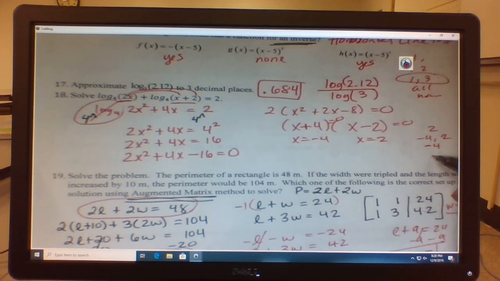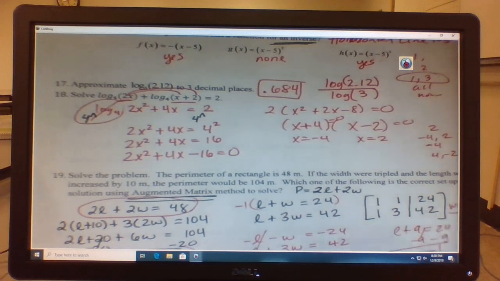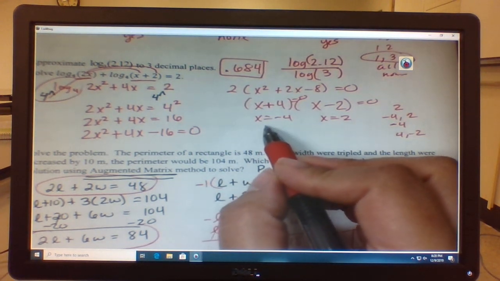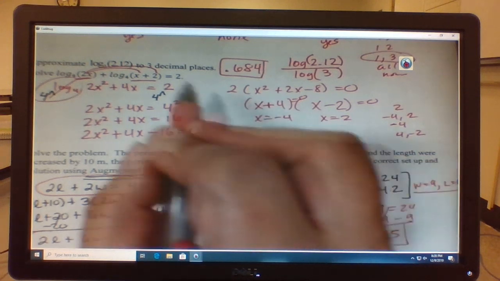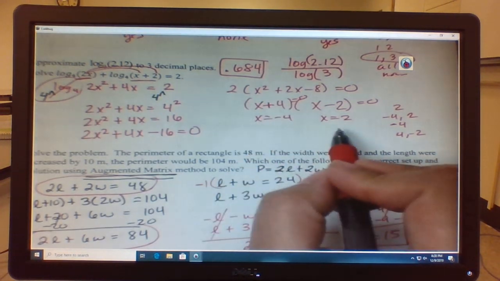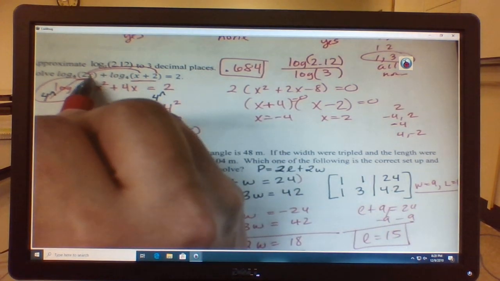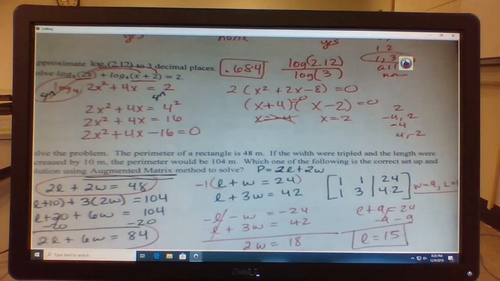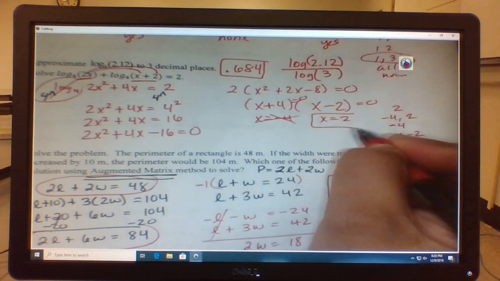So your answer, 2, -4, 2, just -4, or 4, -2? So which one's your answer? B is wrong. Why? Could this be my answer? It can be that, but it cannot be negative. So remember, after you do this, you have to check. What's 2 times -4? It's -8. I can't do a log of a -8. So this one doesn't work. So the answer is just 2.